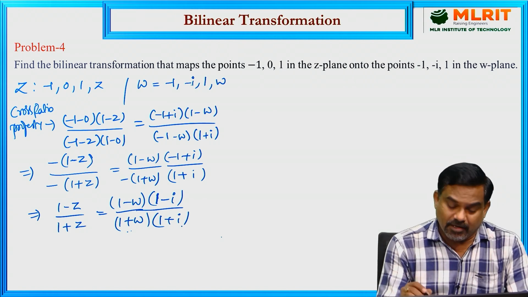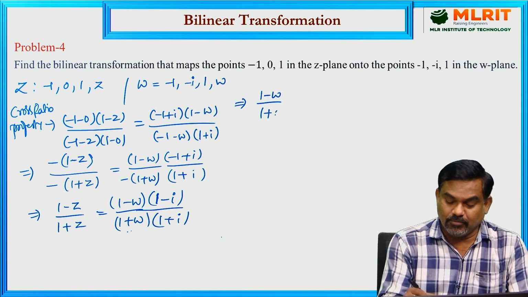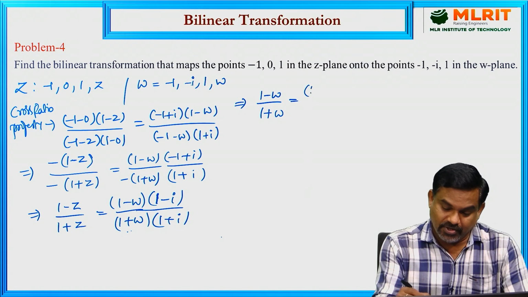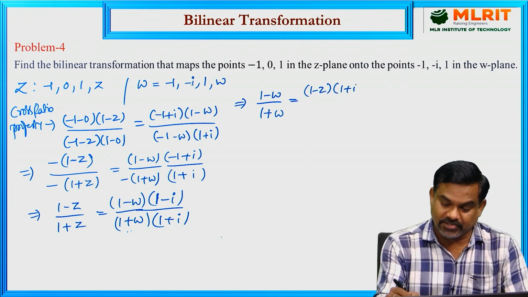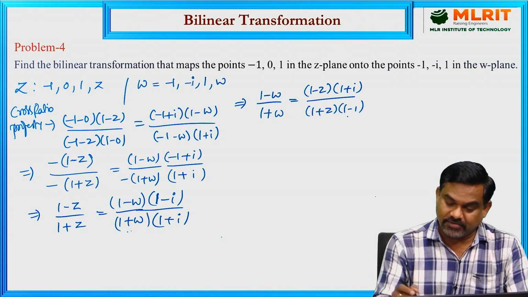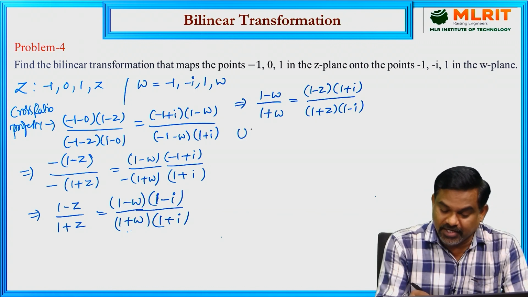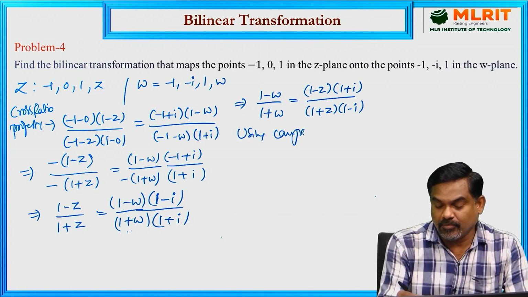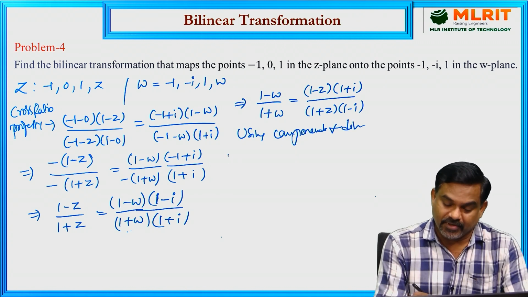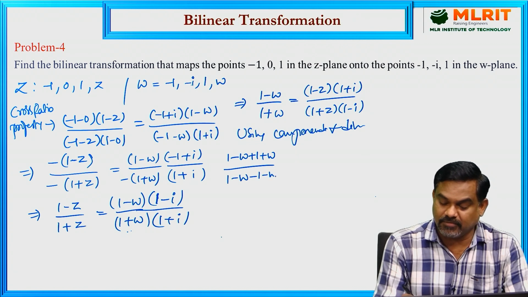Now we need to find W actually. So that's why I will consider 1 minus W by 1 plus W. Now send this term to LHS so that we get 1 minus Z into 1 plus I by 1 plus Z into 1 minus I. This fraction will be reversed here. So now using componendo and dividendo property, 1 minus W plus 1 plus W by 1 minus W minus 1 minus W.